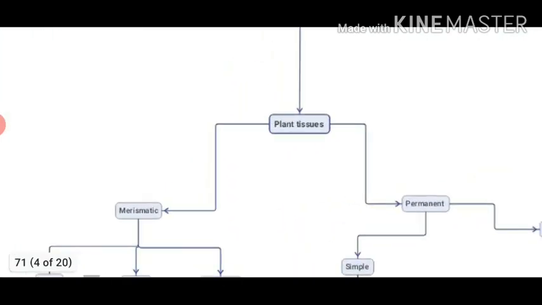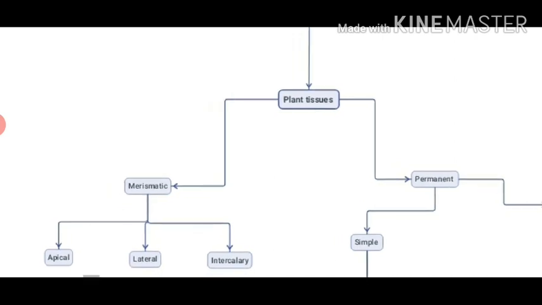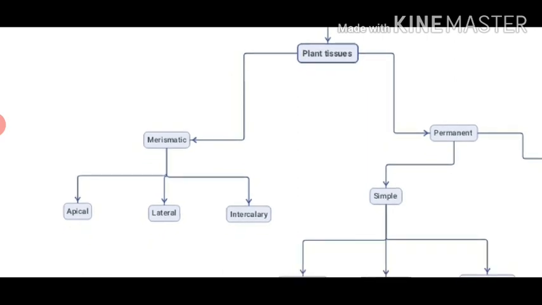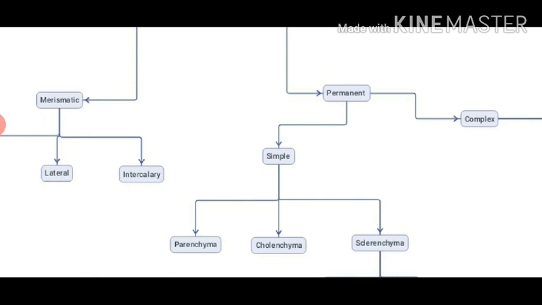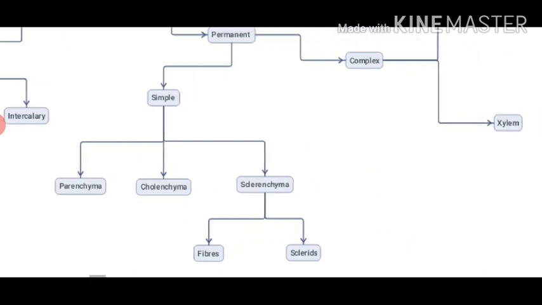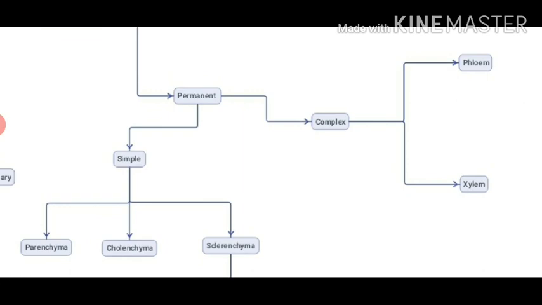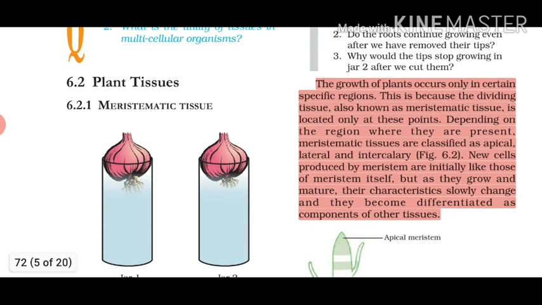Now about plant tissues in detail. Meristematic tissues are apical, lateral, and intercalary depending on the position where they are found. Apical meristem is found at the growing tips, intercalary at the internodes of the plant. Permanent tissue consists of parenchyma, collenchyma, and sclerenchyma. Sclerenchyma further consists of fibers and sclereids. And complex tissues found in plants are xylem and phloem that conduct food and water from one part to another. Let us study about the meristematic tissue in detail.